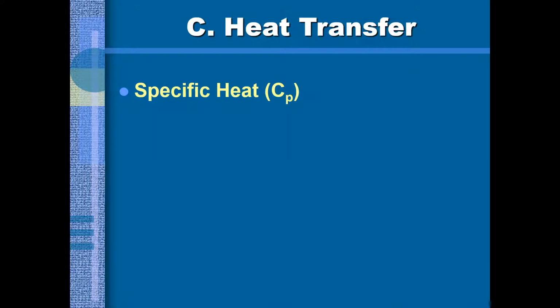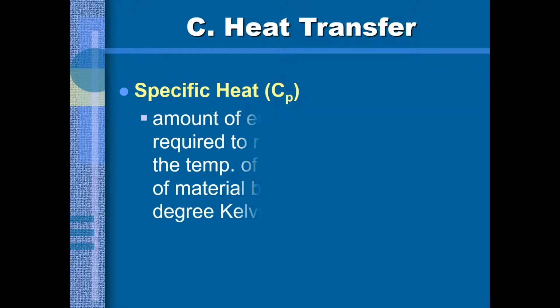So, we also have specific heat. This is the amount of energy required to raise the temperature of 1 kilogram of a material by 1 degree Kelvin. Sometimes we'll also use specific heat to where it references 1 gram instead of 1 kilogram, because a kilogram is 2.2 pounds. Usually we measure it in grams by 1 degree Kelvin or Celsius.